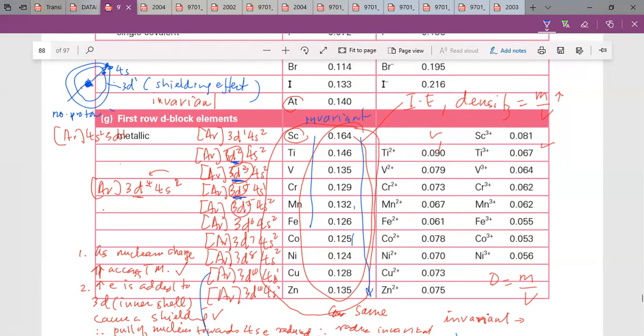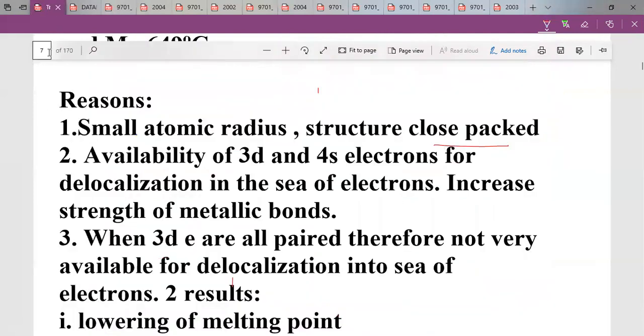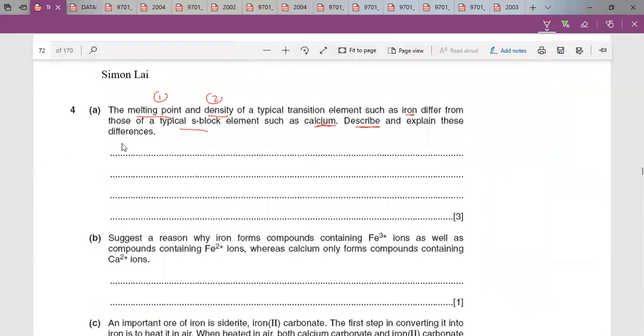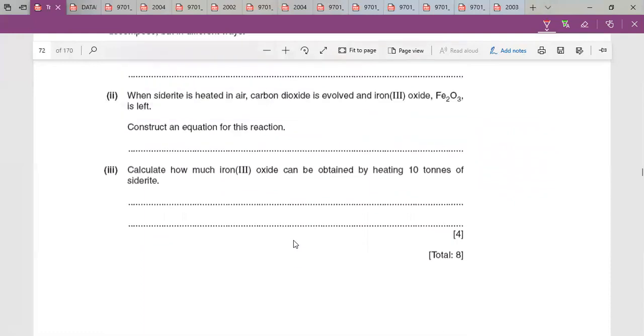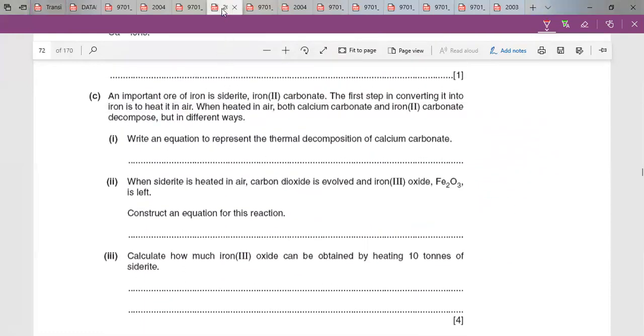invariant. Now let me show you the question, and of course you can see the marking scheme. Okay, 72. All right, see, melting point and here for density as well. Melting point and density for a typical transition element like iron differ from those of the S block. Describe and explain. Okay, now the answer, let me see this one here. Here we are.